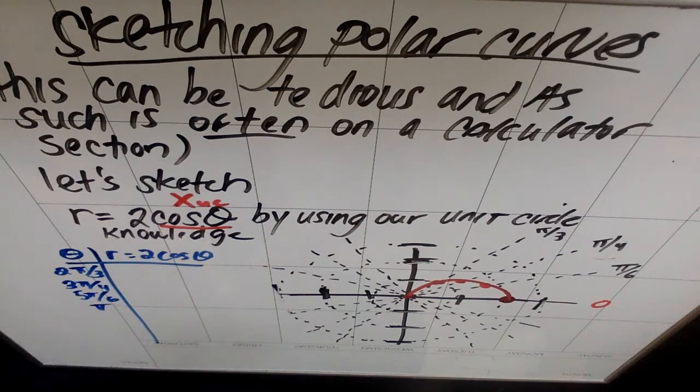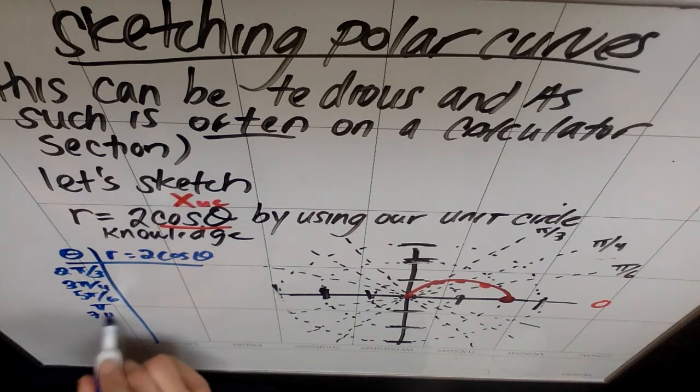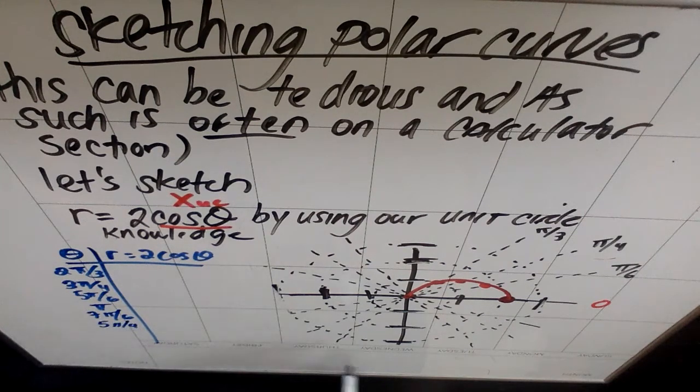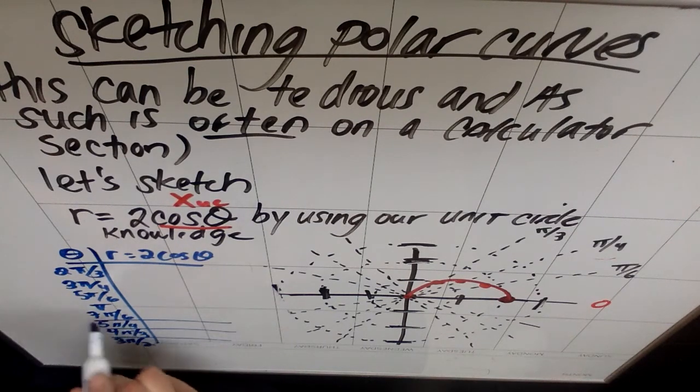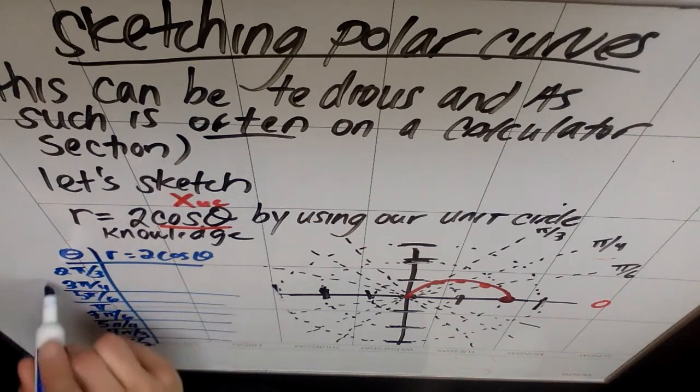And you know what? I might as well keep going a little bit because I have some room, so we'll go to the next one. The next one's 7 pi over 6, then 5 pi over 4, after that 4 pi over 3, and we'll land at 3 pi over 2. Again, I did warn you this was a bit tedious. So notice how much we rely on our unit circle knowledge here.